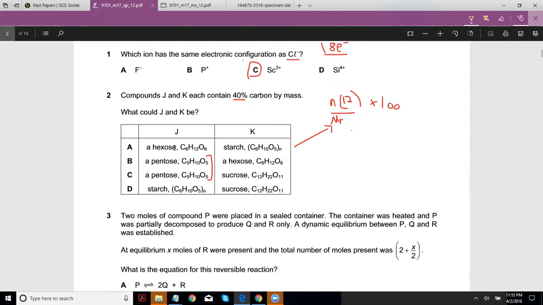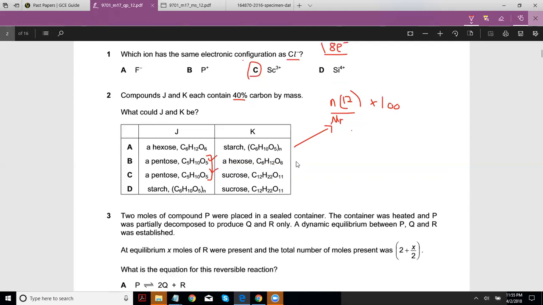And let's just confirm. So 5 into 12 plus 10 plus 5 into 16. So its MR is 150. 5 into 12 divided by 150 into 100 gives you 40. So yeah, these two are 40. We're good with this, and we just plug in these two and figure out which one is correct.